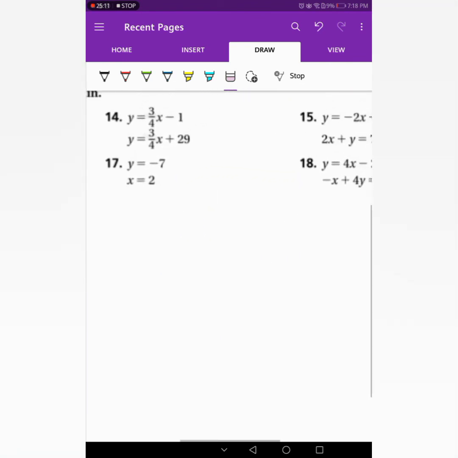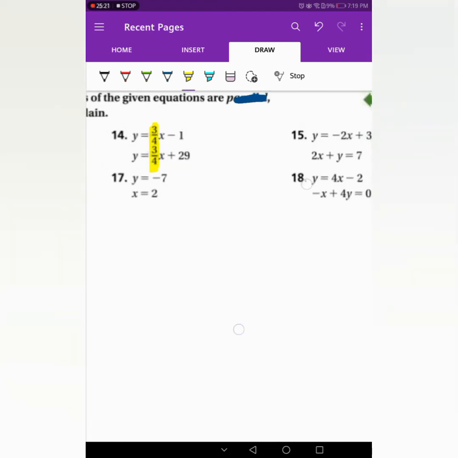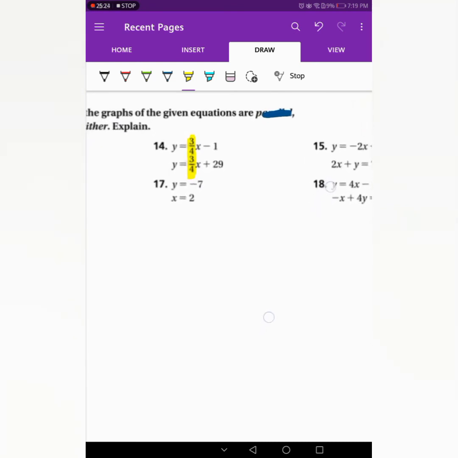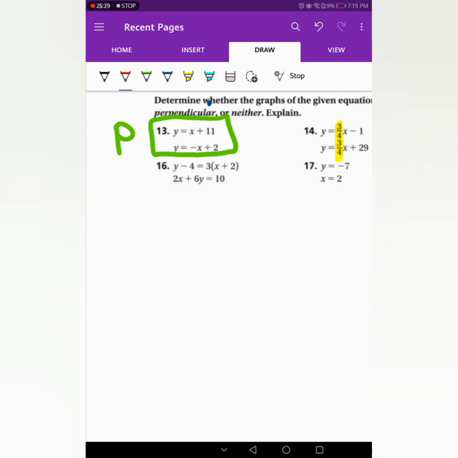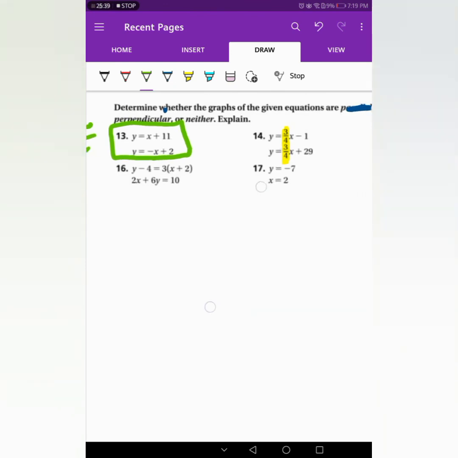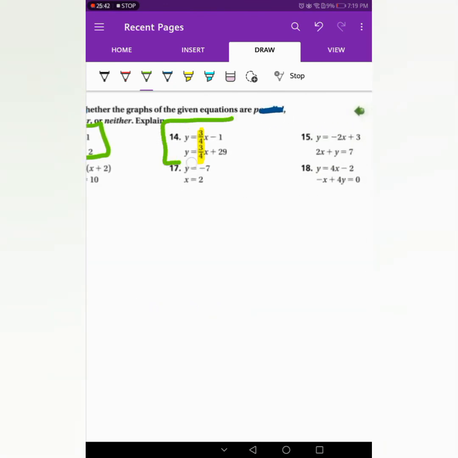Now 14. Every time we check the number in front of x, the coefficient of x. They are the same. So what about the graphs of them? They are parallel. So here perpendicular, PE. Let me write PE. This is perpendicular, and here parallel, PA. And we can write it here.